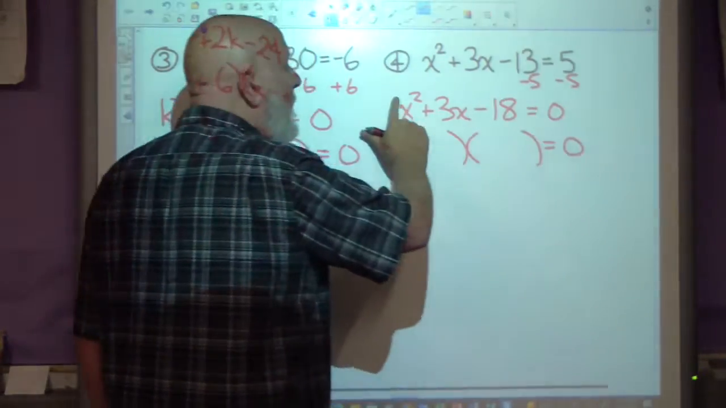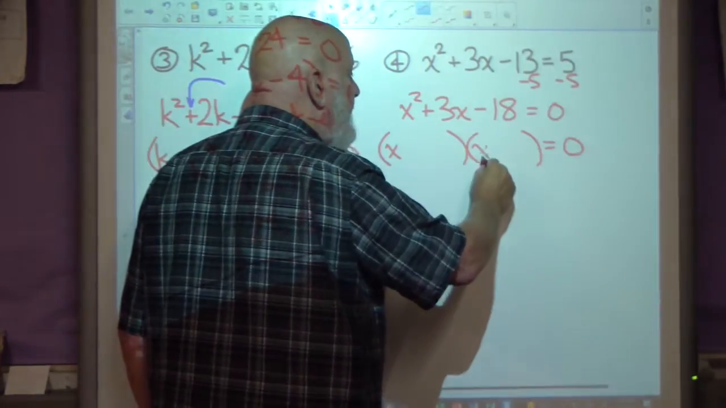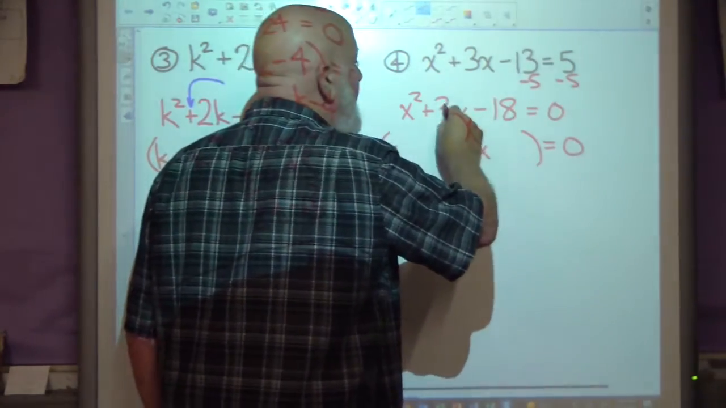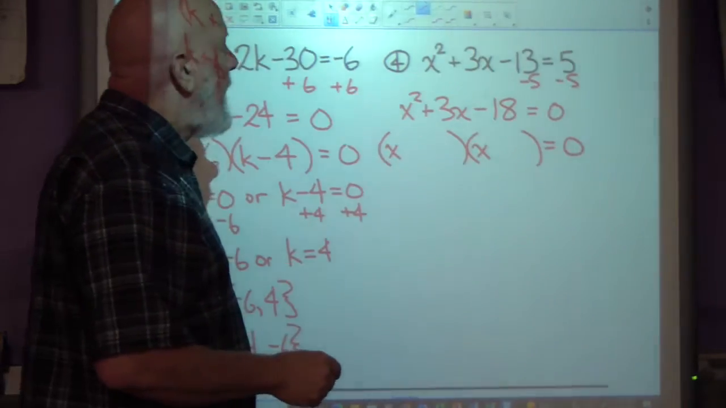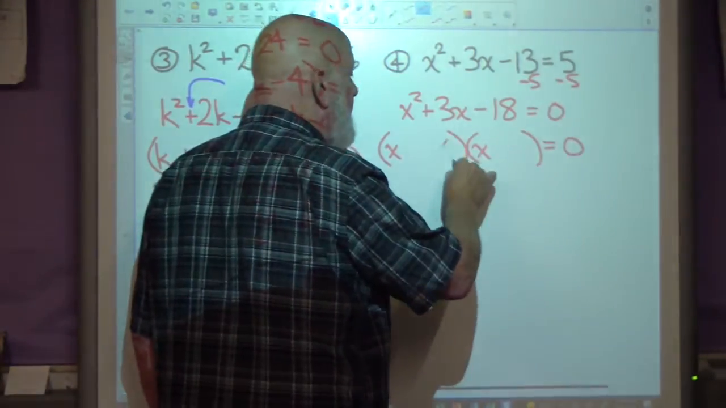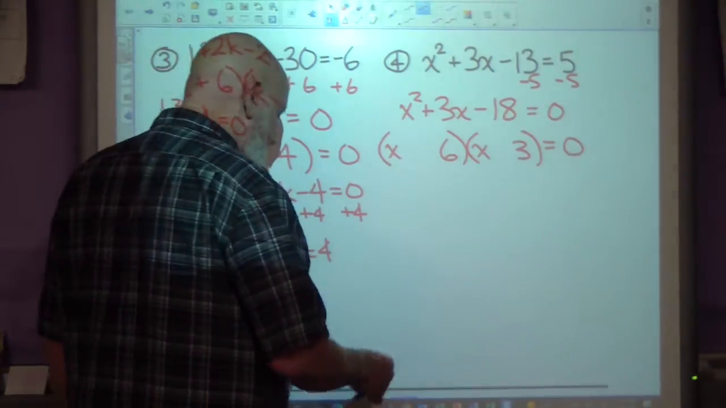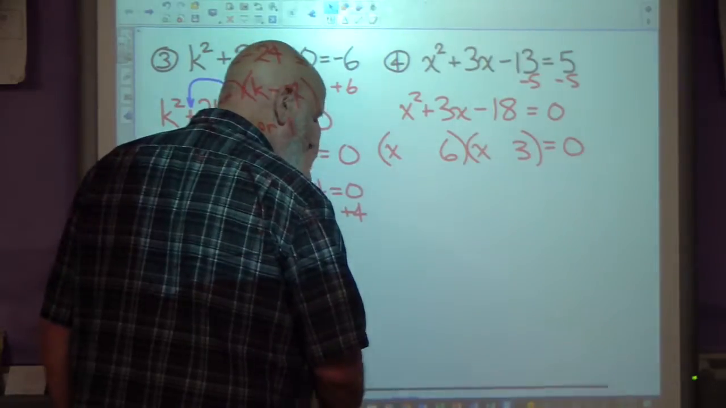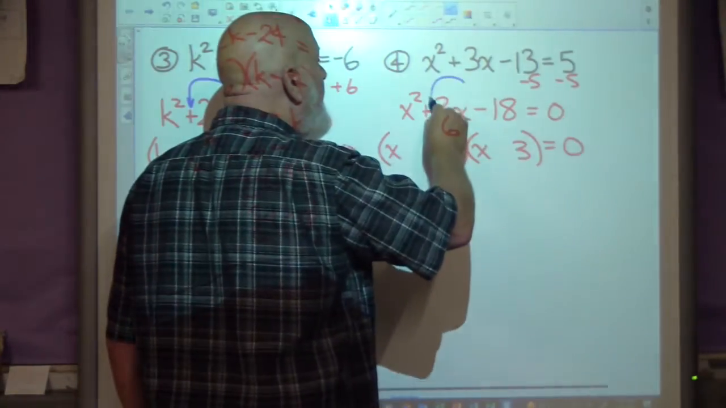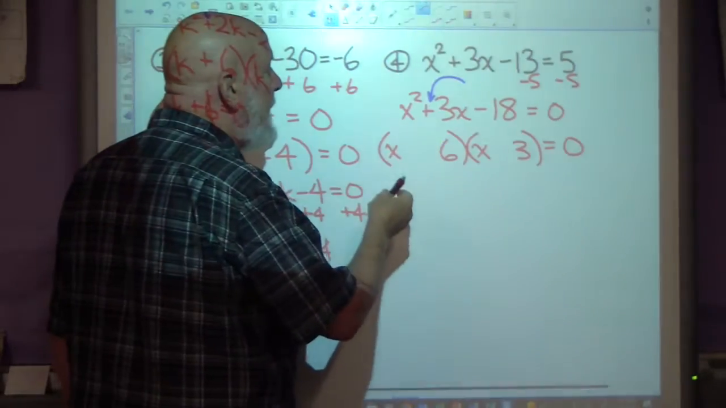You can see that my leading coefficient is 1, so I can just take the square root of x squared and put it here and here. Looking for factors of 18 that add up to 3, that would be 6 and 3 again. We had that earlier, 6 and 3. I wonder if that's the same equation. I don't think it is. I want them to add up to positive 3. Different equation, but same solutions.